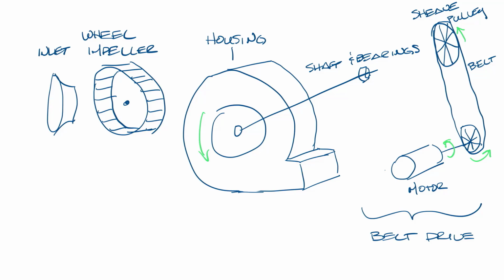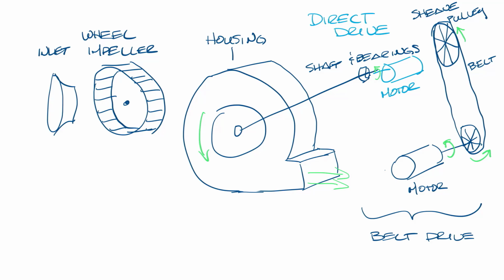Now, in a direct drive system, the motor drives the fan directly without the belt and pulley system. So the motor would be connected here into the shaft or directly into the hub of the wheel. And in this case, the motor will rotate this way. So I've drawn a centrifugal fan, but axial fans would have the same components.